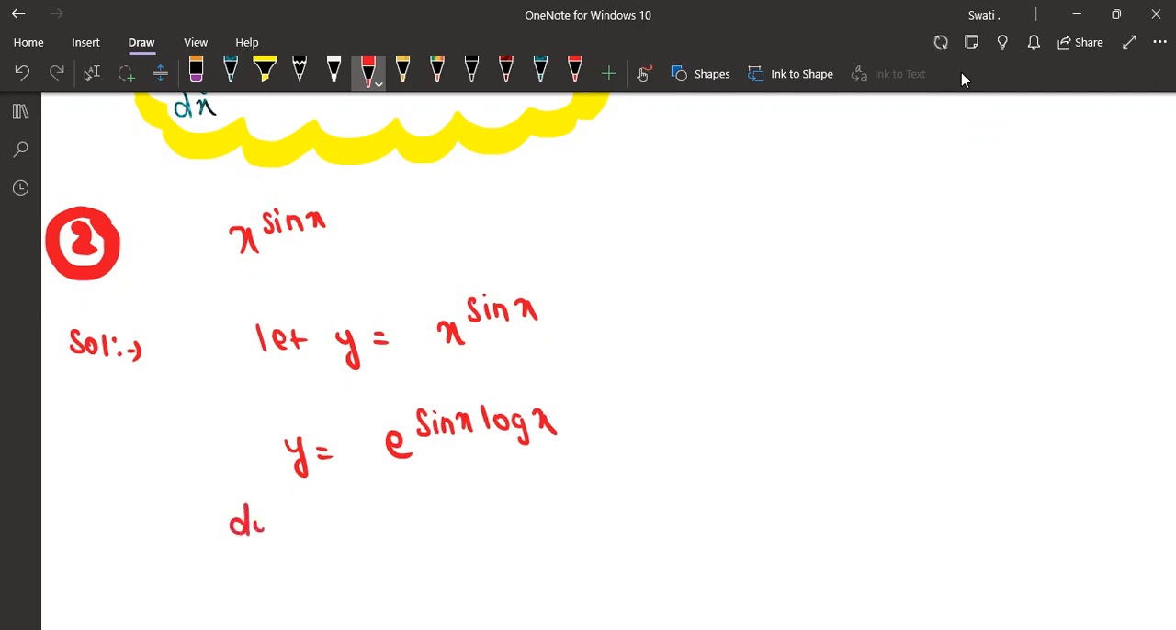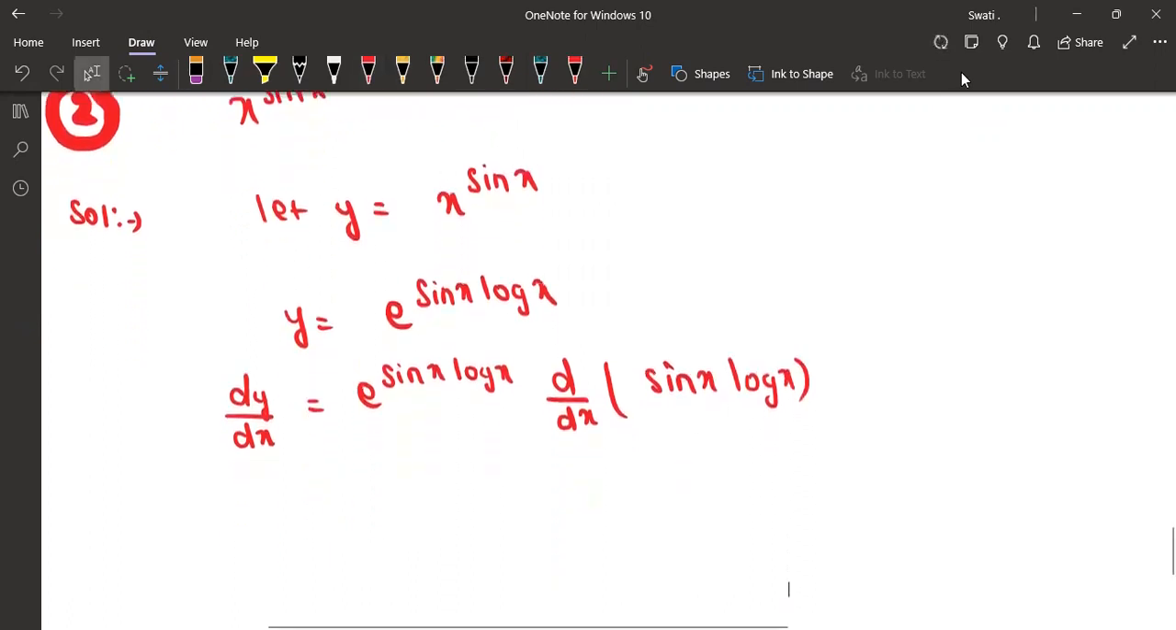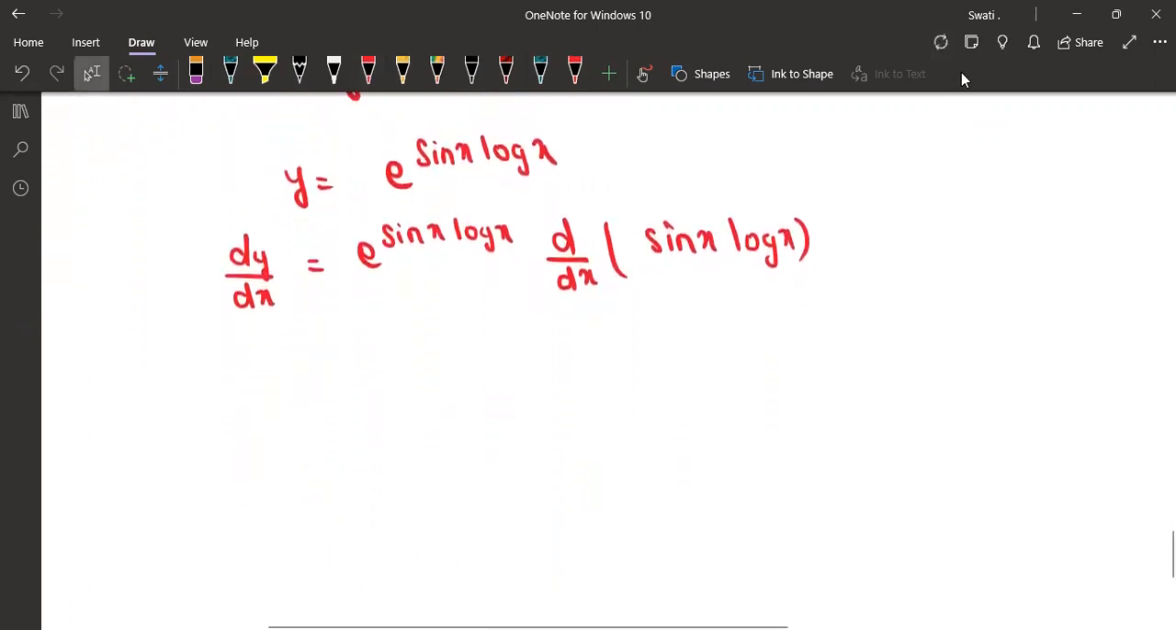Now we'll do the derivative. So this will become dy dx. The derivative of the exponential function is as it is, that is e raised to sin x log x, same. And then by chain rule, we have to do the derivative of sin x log x, right? Here, remember one thing, I'm not writing the formula again and again, but you have to write down the formulas every time for other questions.